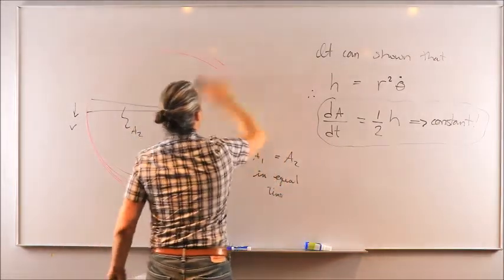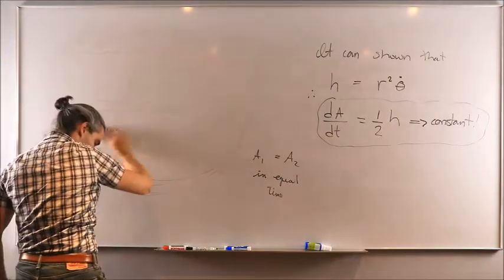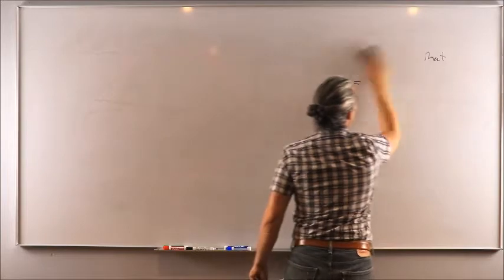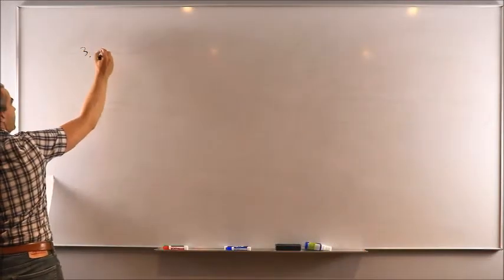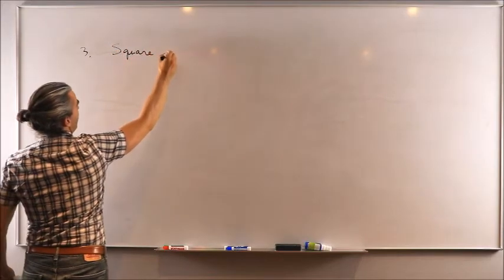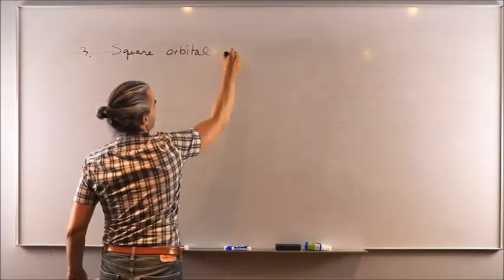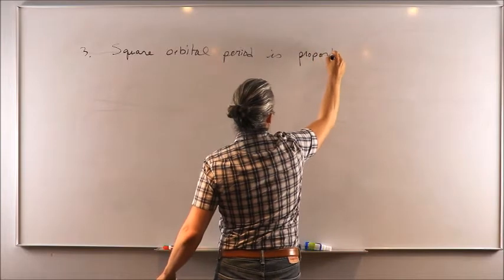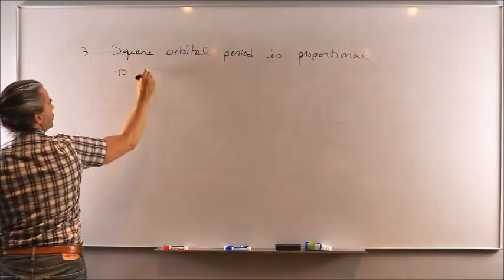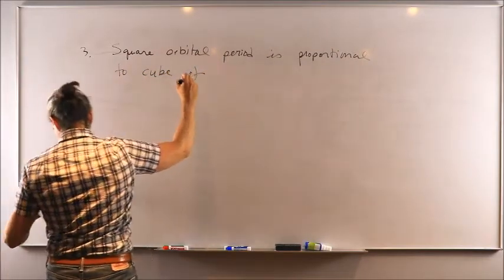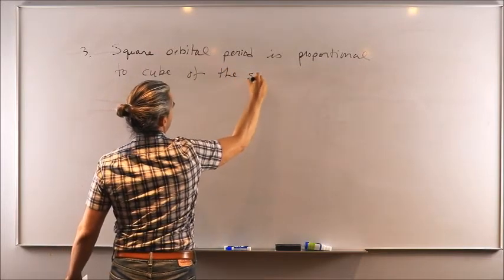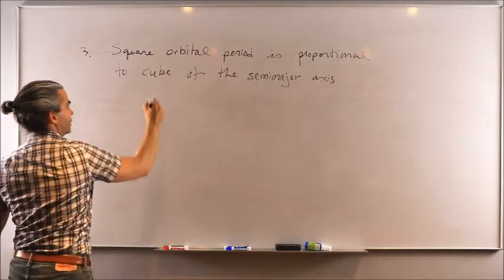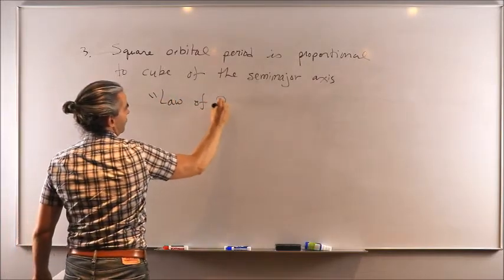The last thing we'll do today is to look at Kepler's third law, which says that the square of the orbital period is proportional to the cube of the semi-major axis. And this is known as the law of periods.